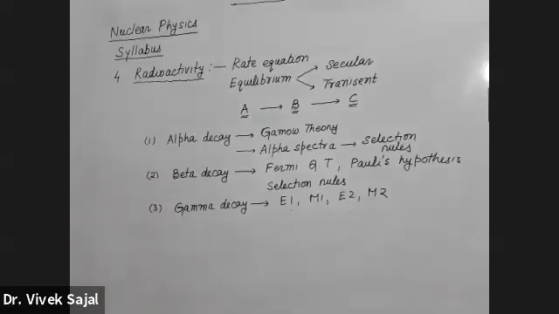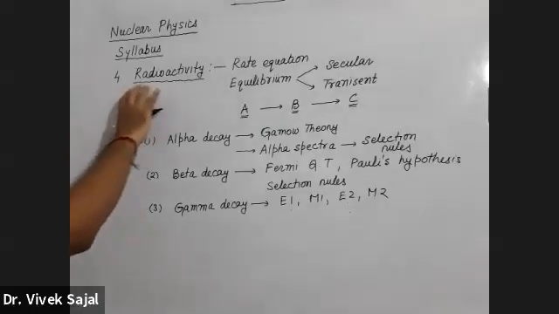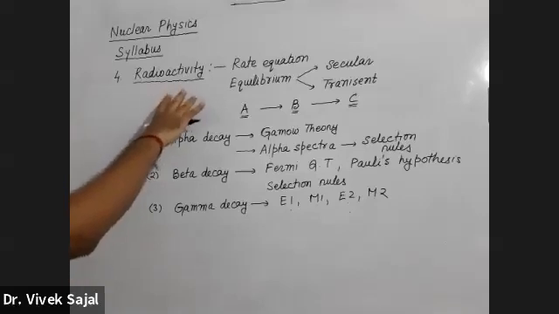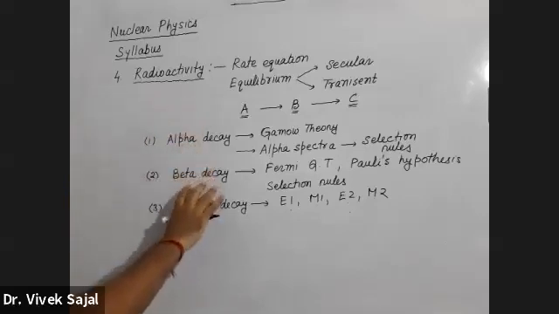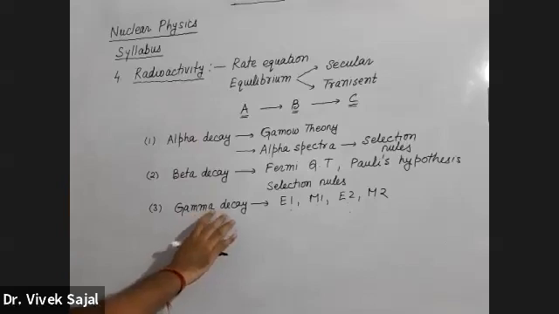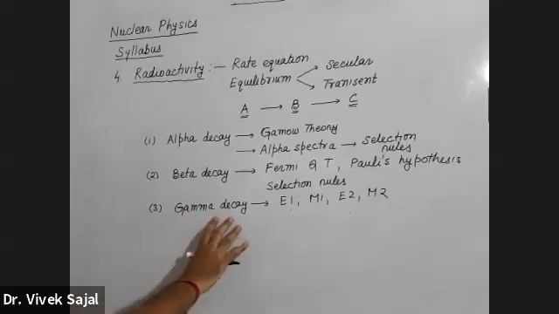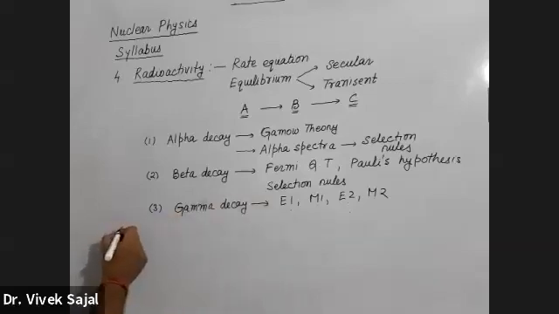And after this, the fifth topic is, this is the second part. The first topic of the second part is radioactivity. In radioactivity, I am going to discuss alpha, beta, gamma decay. Electron capture I will discuss here. Auger effect I will also discuss here. So these are smaller topics. I'm not going to mention this.